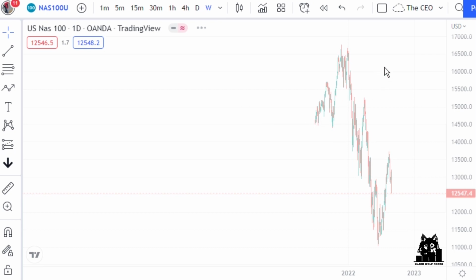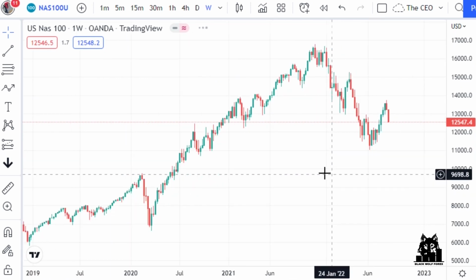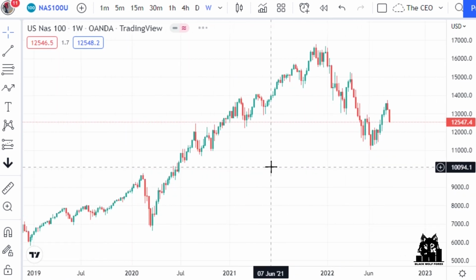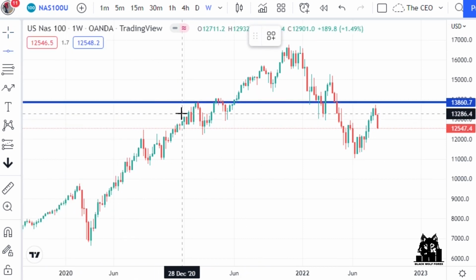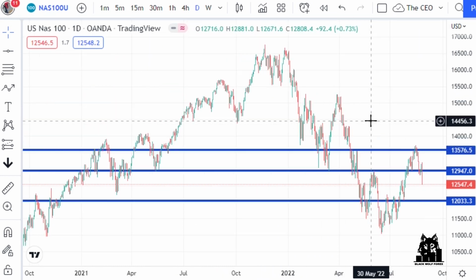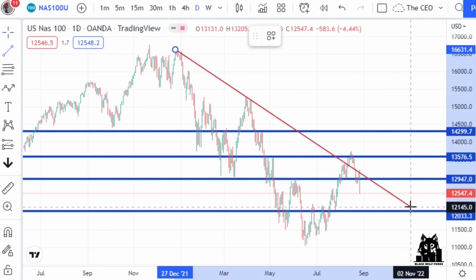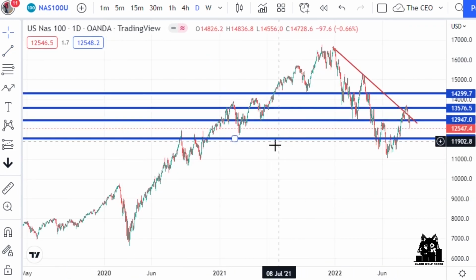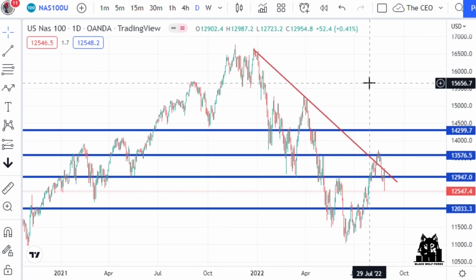Alright, so here's our chart. So obviously what we start off with is levels. So we put up those levels and see what's popping. Alright, so it seems like we're still on this decline, still on this downtrend.